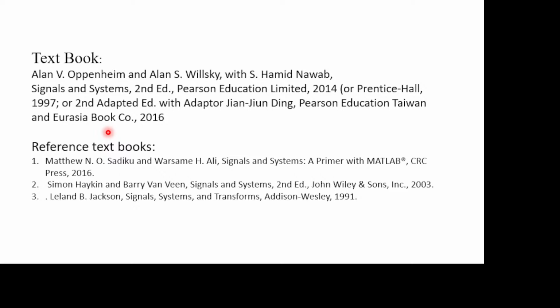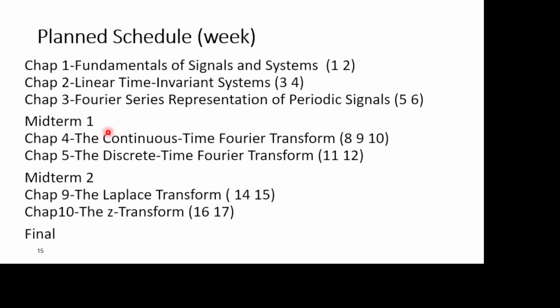Okay, and we have a planned schedule. Hopefully we can adhere to it, but it is a plan that is up to change. Maybe I will go too fast or too slow. We will go through the first 3 chapters in the first 6 weeks, then we'll have midterm 1, then 2 chapters. Chapter 4 has more content, so we will spend more time on it. Then midterm 2, then the last 2 chapters, and the final.